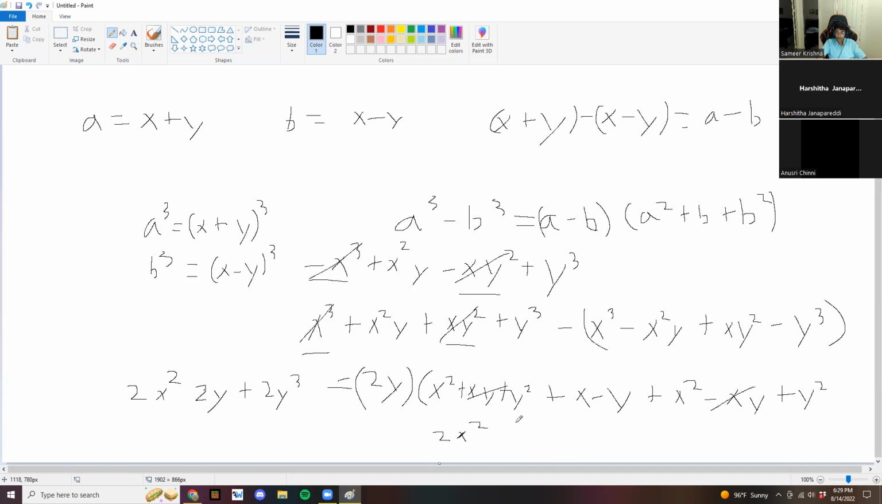Then you get plus 2y squared, plus x minus y, right? Wait, how do you get 2x squared? Oh, got it. x squared, x squared, 2x squared, and y squared, and then all we have left is x minus y, because these two cancel out.